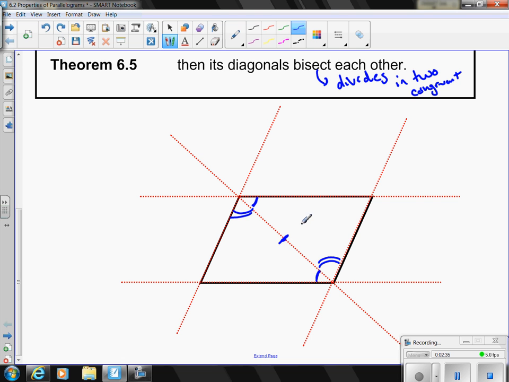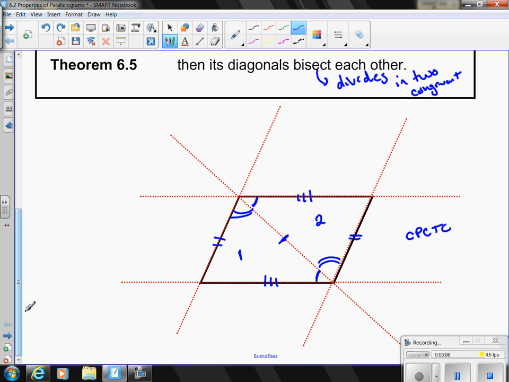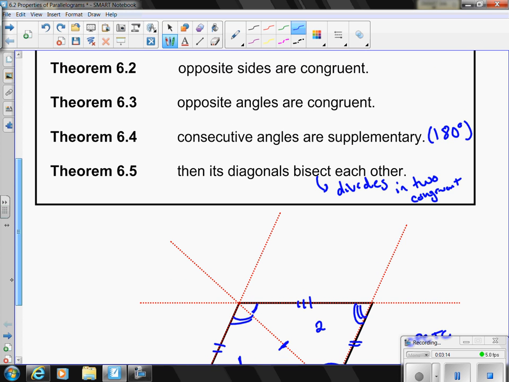This side is congruent to itself, so we end up with these two triangles, triangle 1 and triangle 2 being congruent. And once they're congruent, by CPCTC, corresponding parts of congruent triangles are congruent. So therefore, this side is congruent to this side. This side is congruent to that side. So that proves that first theorem, theorem 6.2. Opposite angles are congruent. So this angle actually matches up with this angle over here. That proves theorem 6.3.